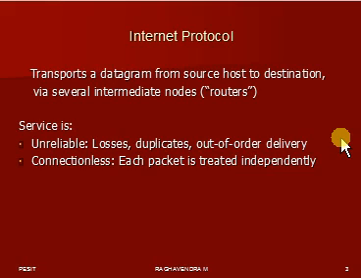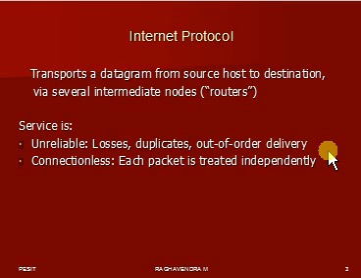So first, let's see what is IP, Internet Protocol. It transports a datagram from source host to destination via several intermediate nodes. Here, if the service is unreliable, it means it loses packets, or duplicates, or delivers out of order. If the service is connectionless, it means each packet is treated independently.